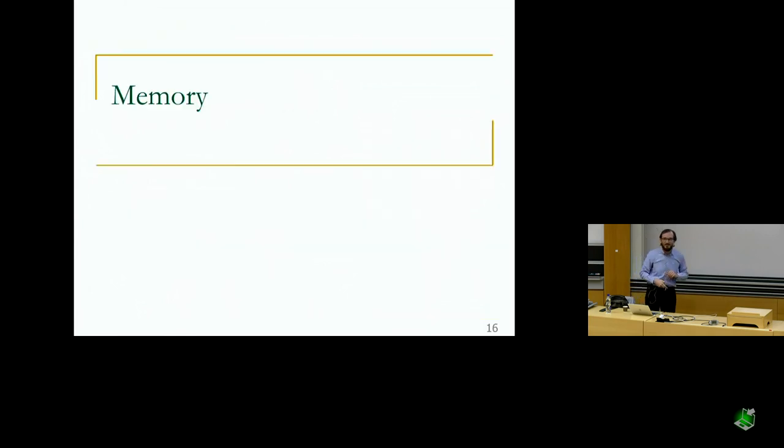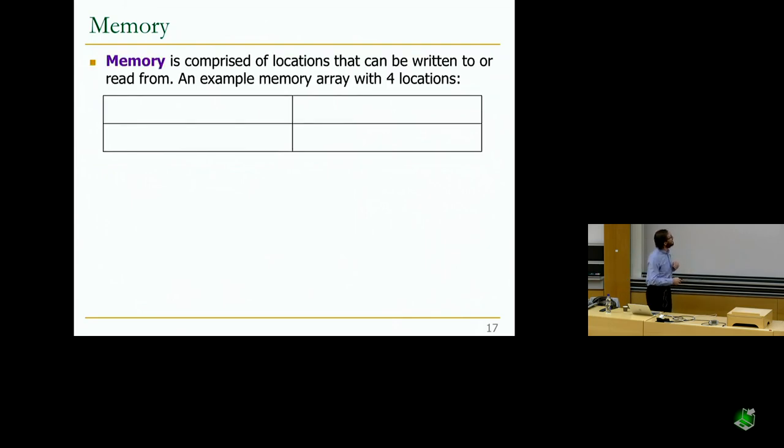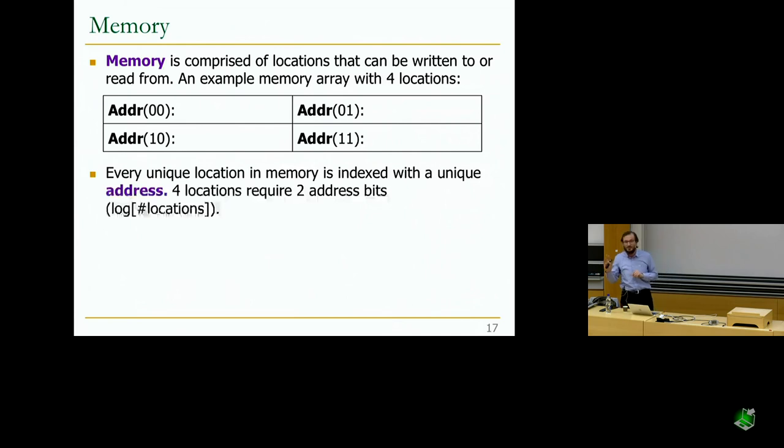Okay, now let's build some memory. Let's make it even more fun. So this is just 1 register, 1 4 bits. What if we want multiple of these? Let's talk about memory a bit. Memory basically consists of multiple locations. An example memory array can have four locations. And for four locations, you need 2-bit addresses, right? Address 00, 01, 10, 11. That's just an example over here.